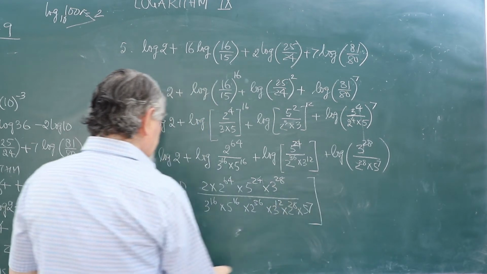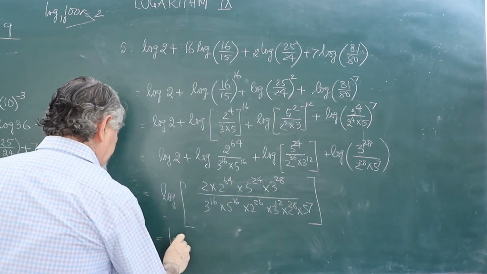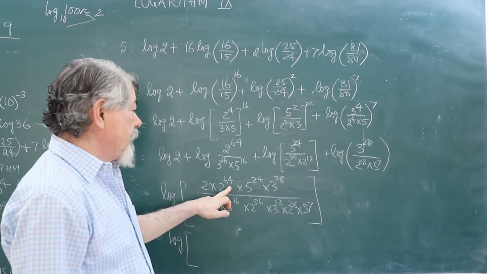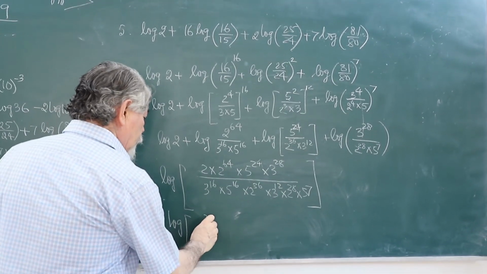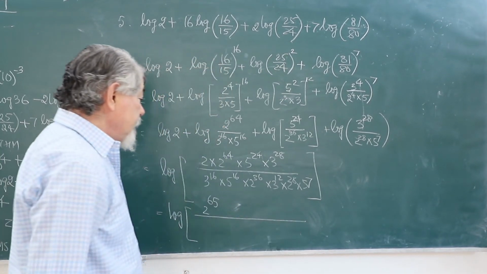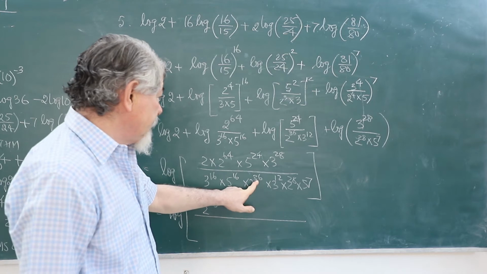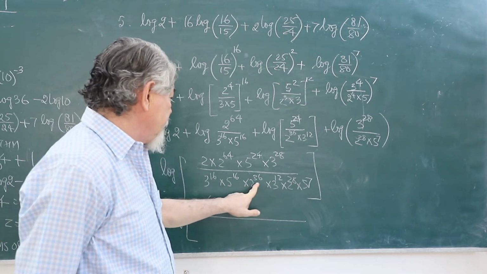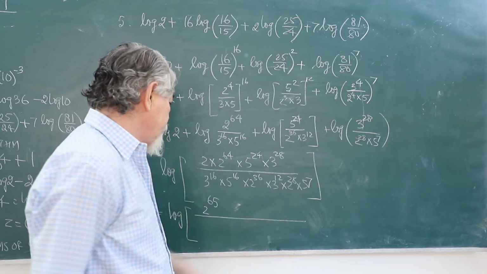Now let us calculate what we will get. 2 has got power 1, 2 has got power 64. So it is 2 to the power 65 in the numerator. Let us see in the denominator. 2 to the power 36, 2 to the power 28. It will be 64. 8, 6, 14, yes. 2 to the power 64.